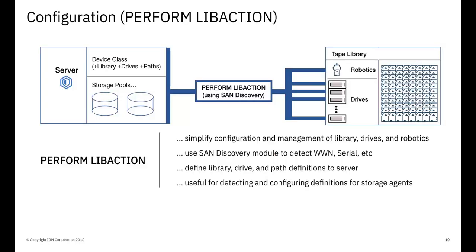For SCSI and VTL libraries, you can run this PERFORM LIBACTION command, which will simplify the defining of those drives and paths to the drives by going out and doing a SAN discovery to detect things like serial numbers and WWNs to automatically define those drives and paths to the Spectrum Protect servers. This is not only a helpful command for doing definitions, but it can also be used if you want to delete off tape drives that are associated with the library.